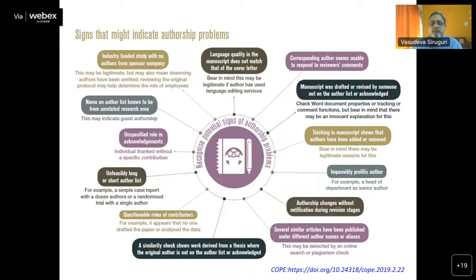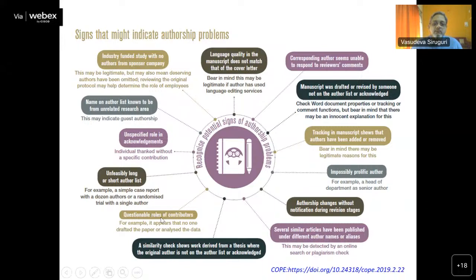Then you have authorship changes without notification during revision stages. Then several similar articles have been published under different author names or aliases. And then a similarity check, like a plagiarism check, shows that the work was derived from a thesis where the original author, that means the person who wrote the thesis, is not on the author list or even acknowledged.